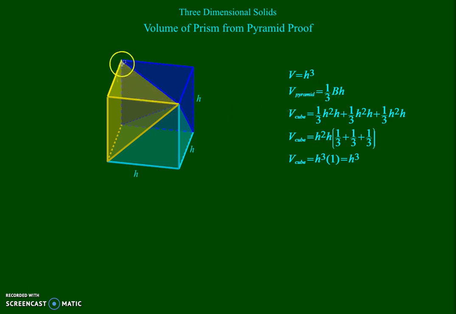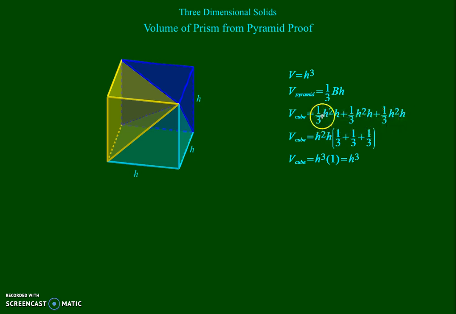Now, as I told you, the cube is made up of 3 of those pyramids. And so I have the volume of the cube is 1/3 h squared h. So the base of each one of the pyramids is h times h, which is h squared. And then the height of the pyramid is h again. So it's h times h divided by 3. If I have 3 of those, I add those together. So we have 1/3 h squared h plus 1/3 h squared h plus 1/3 h squared h.